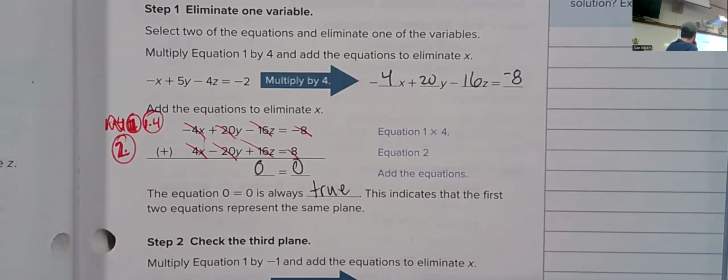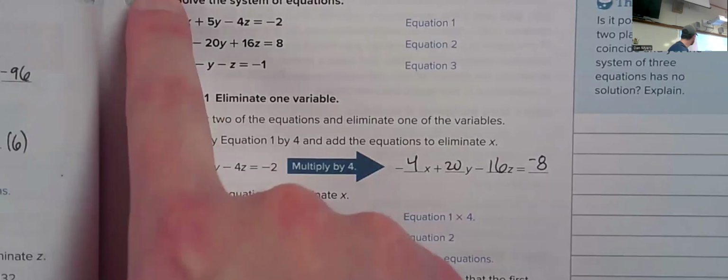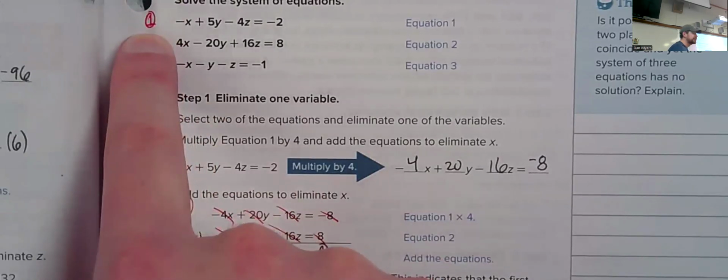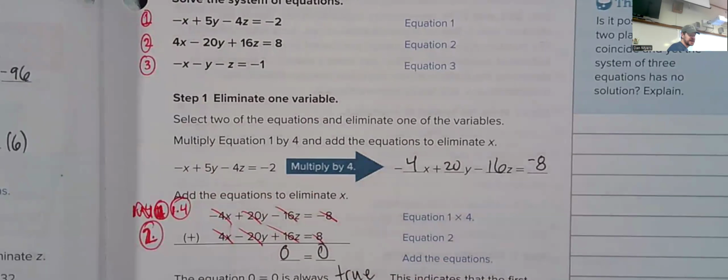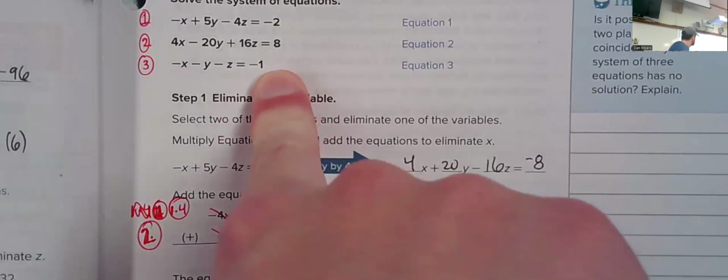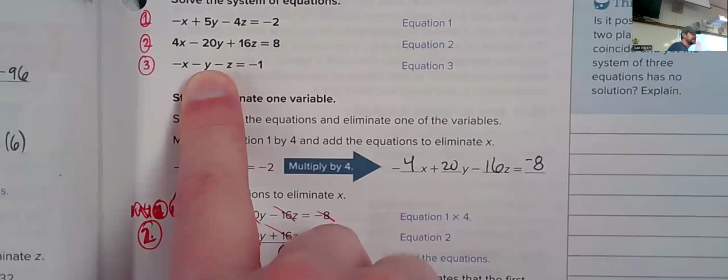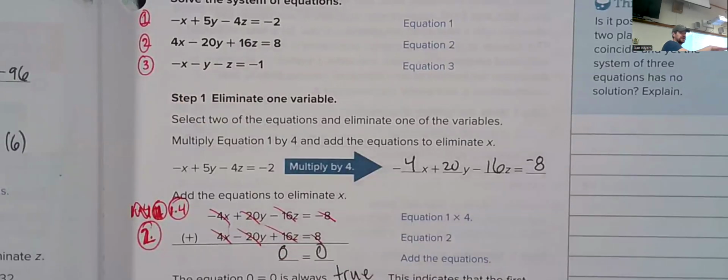So we know that the first 2 end up being the exact same plane. What we don't know is what's going on with the third one. So we know that 1 and 2 are the exact same plane. So let's eliminate x in either 2 and 3 or in 1 and 3. Because we want to see what's going on with the third plane here as well. Because if all 3 planes are identical, then all 3 stack perfectly onto themselves.